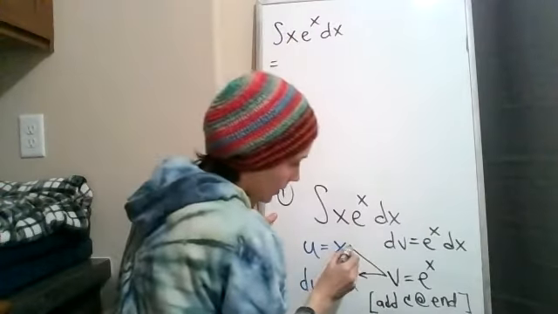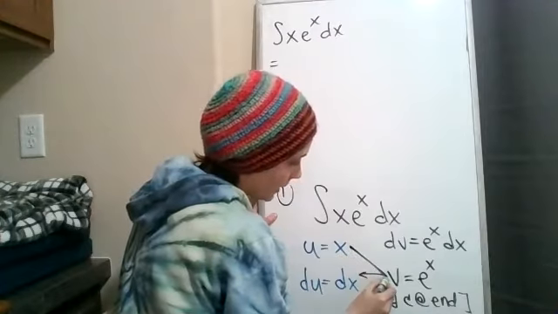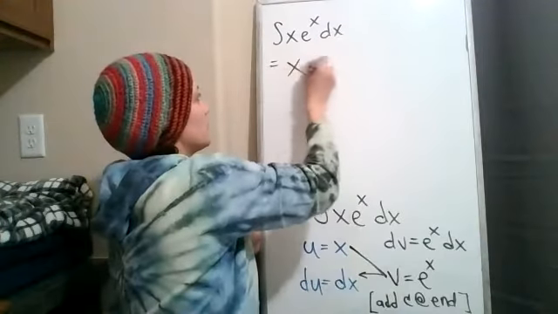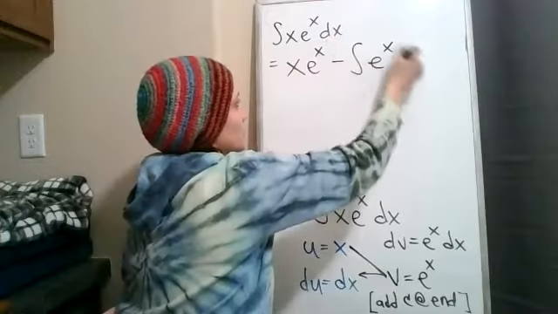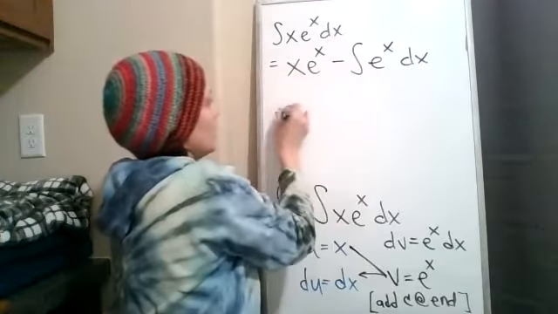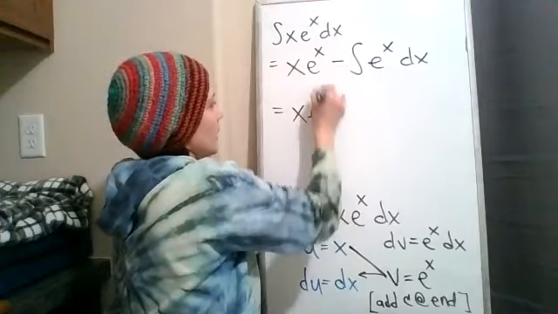Okay. X times e to the x minus the integral of e to the x dx. Okay, x e to the x, subtract the integral of e to the x, which is e to the x, and now we add c.